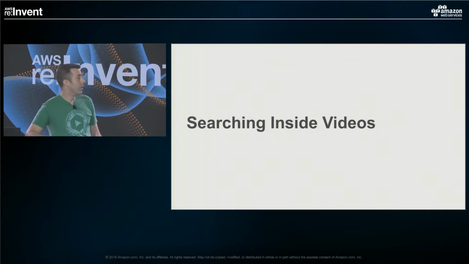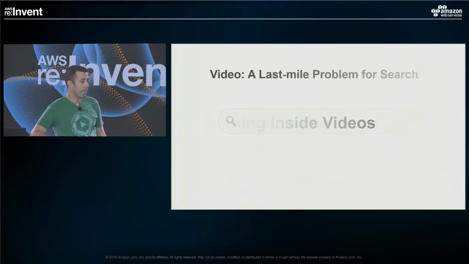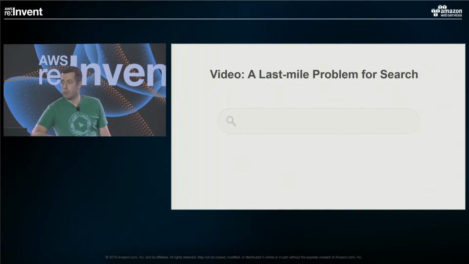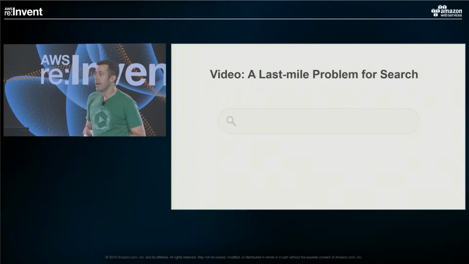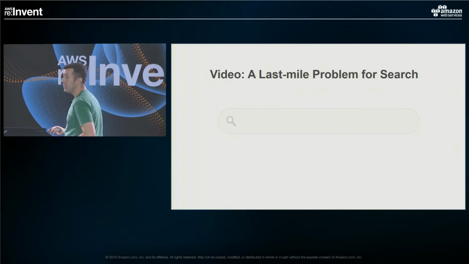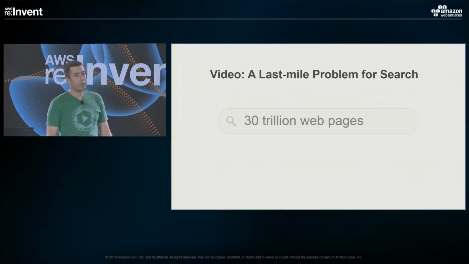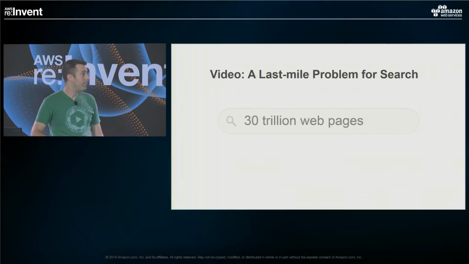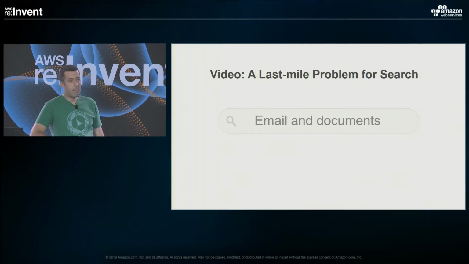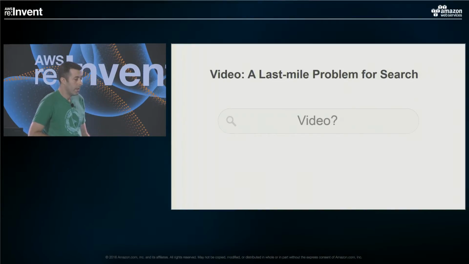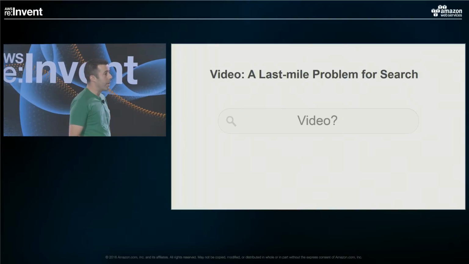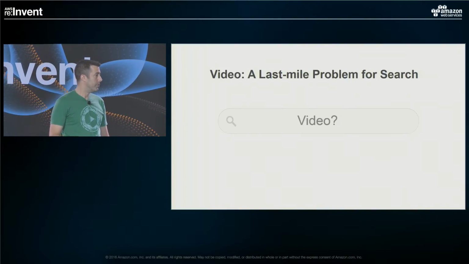All right, let's begin by just talking about an overview of video search. We refer to video as a last mile problem for search. And the reason for that is that today, video, or multimedia, including video and audio, is really the only data type that is still really, really hard to search. In under a second, you can search over 30 trillion web pages. You can search email and documents. You can search what's on your file system. And yet, the non-textual nature of video content has traditionally made it really, really hard to search.